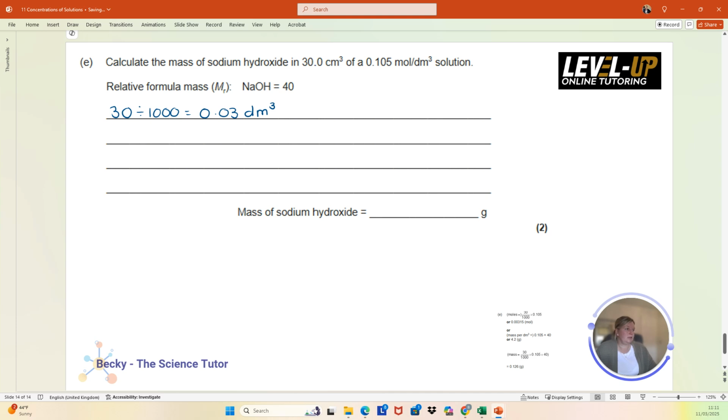Let's remember that our concentration is moles over volume, so our concentration is 0.105, that equals the moles over the volume, which is 0.03. So 0.03 times 0.105.